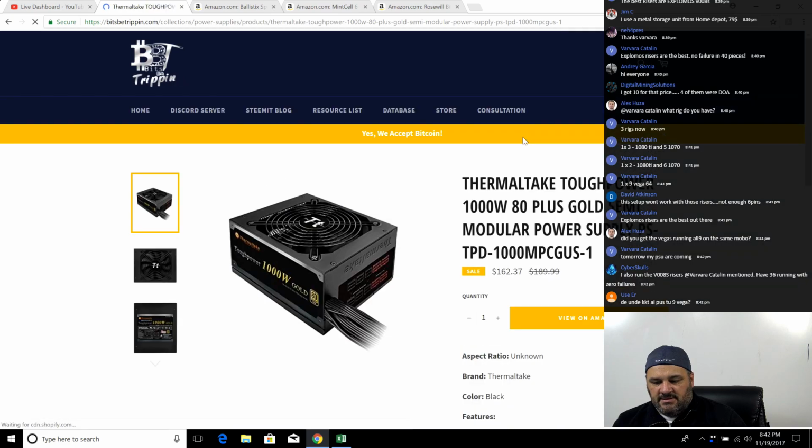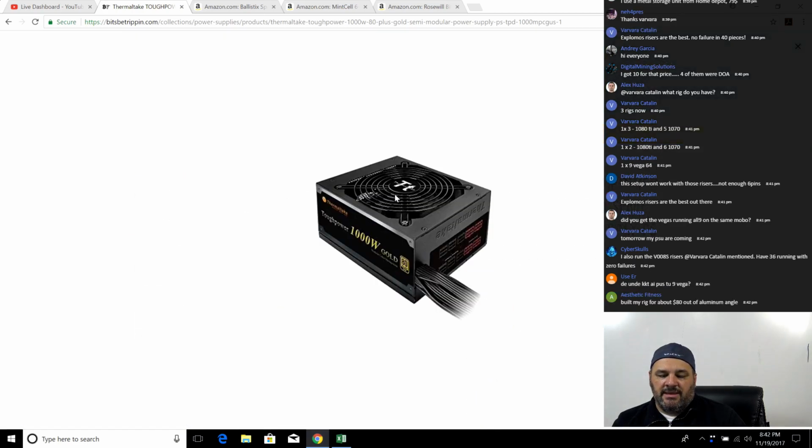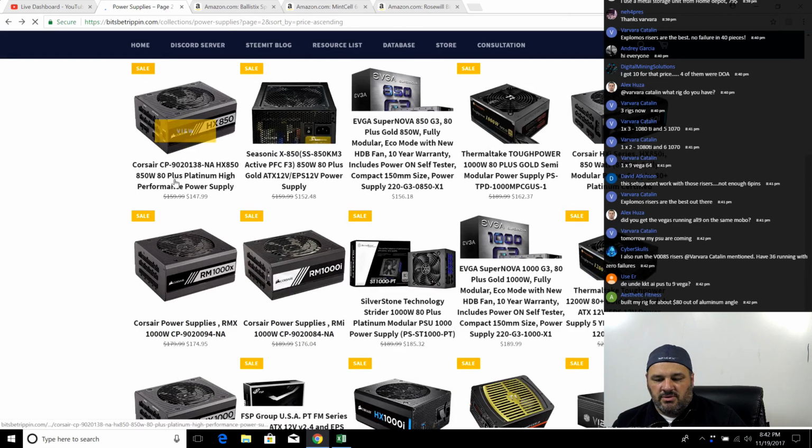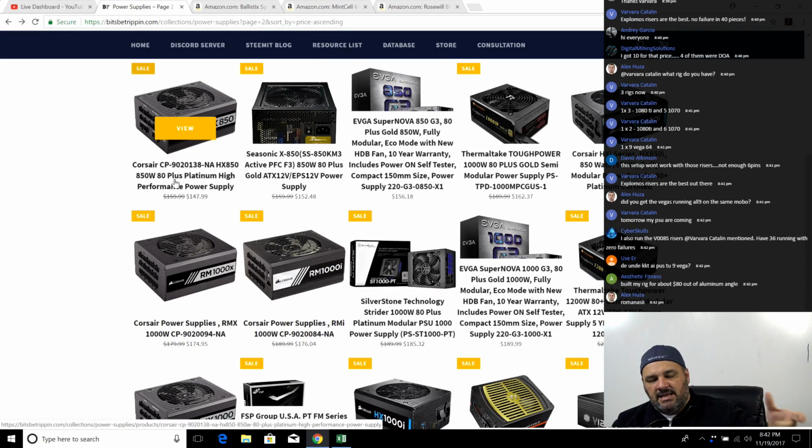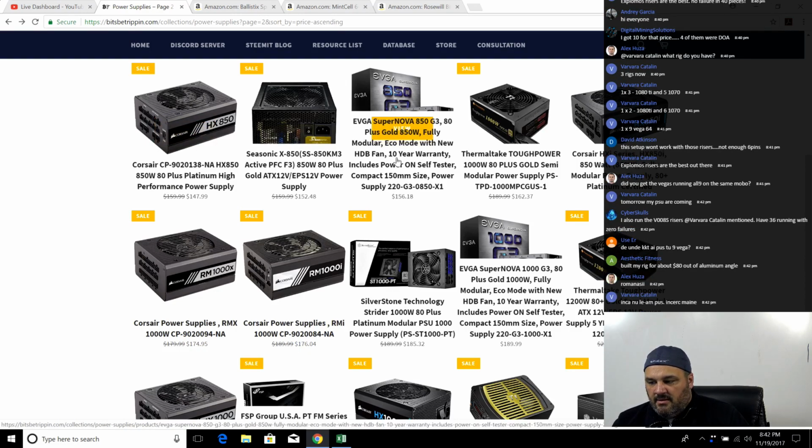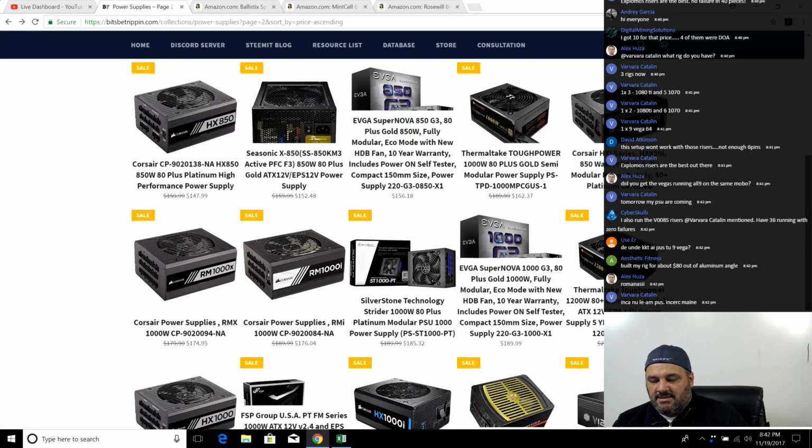In this particular case, this has 4 8-pins. The cool thing about the Thermaltake is each of these 4 8-pins results in two 8-pins on the ends. The pigtails at the ends give you the ability to technically plug in up to 8 devices.